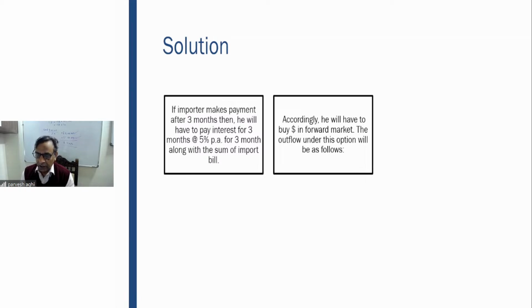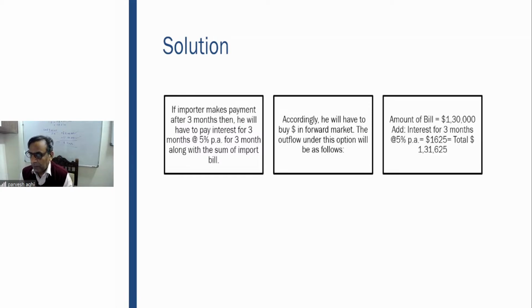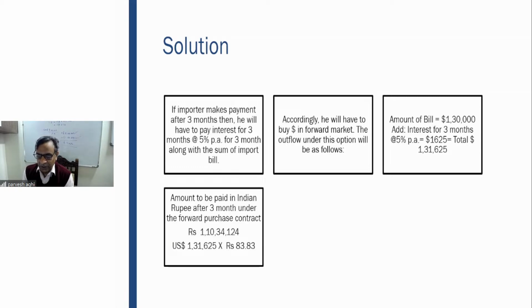The second choice, he's going to make the payment after 3 months at the forward rates, but along with 5% rate of interest. So that means amount of the bill is 1,30,000. So he's going to pay another 5% per annum as interest. If we add 5% per annum interest to 1,30,000, it will come to $1,625. So that means amount to be paid in Indian rupee after 3 months would be 1,10,34,124, which is $1,31,000, which includes the interest for 3 months, 1625 into 83.83.